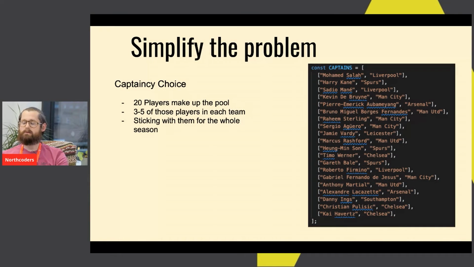So I wouldn't be able to model all of the potential choices that we could make in an evening. So what I'm going to do is I'm going to simplify the problem. So I'm only going to focus on my captaincy choice. Captaincy choice is very important because each week you select one person to be a captain and they can earn you twice as many points.